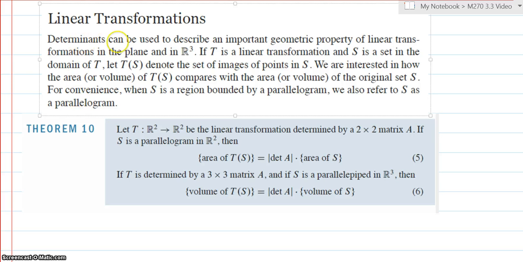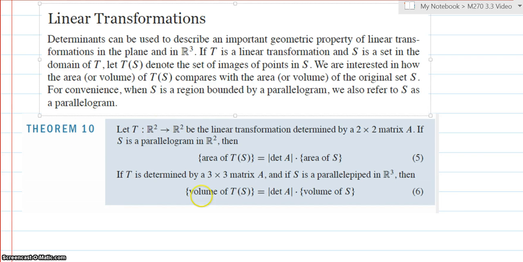It says, determinants can be used to describe an important geometric property of linear transformations in the plane and in R3. If T is a linear transformation and S is a set in the domain of T, then T of S is the image of all the points in S. We are interested in how the area or volume of T of S compares to the area or volume of the original set. And then they say here, for convenience, when S is a region bounded by a parallelogram, they'll just call it S to refer to the parallelogram.